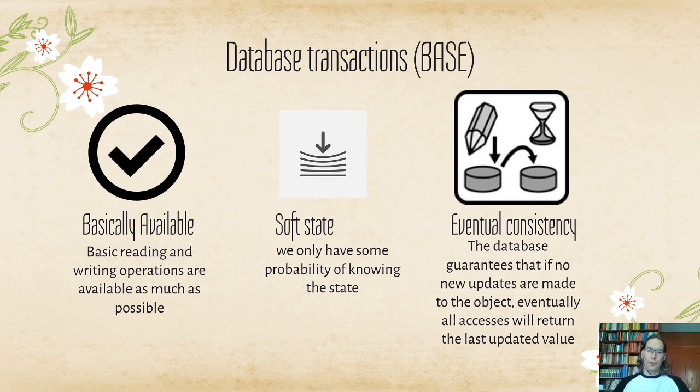To understand the differences between the different types, like SQL and NoSQL, it's very important to look at the properties that transactions have. BASE stands for basically available, soft state, eventual consistency. Basically available means that basic reading and writing operations are available as much as possible. Soft state means that we have only some probability of knowing the current state of the database. And eventual consistency means the database guarantees that if no new updates are made to the object, eventually all the accesses will return the last updated value.